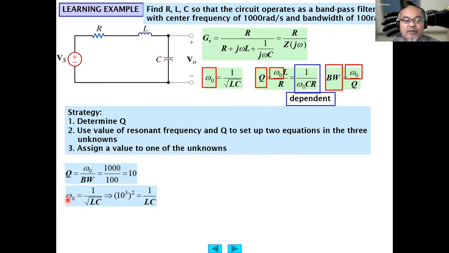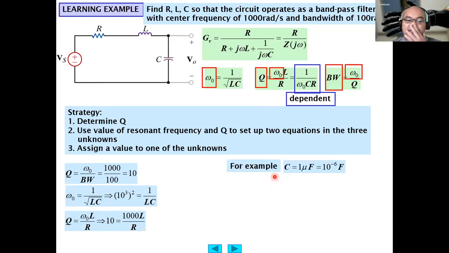So from here, omega 0 is 1000 radian per second, which equals 1 over square root of LC. 1000 squared, or 1 million, equals 1 over LC. So 1 over LC equals 1 million, 10 to the power of 6. Then the quality factor, using the formula omega 0 L over R: 10 equals 1000 L over R.